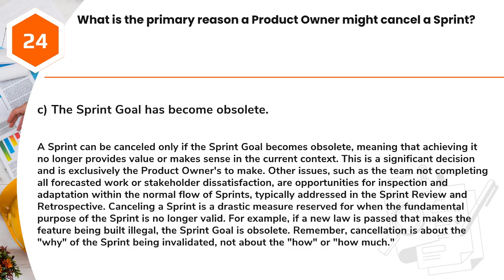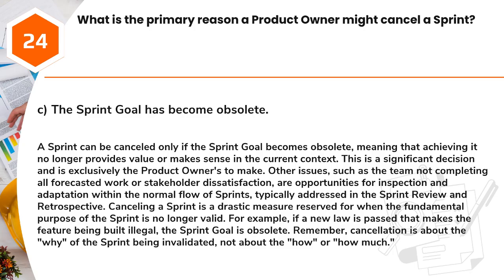A sprint can be cancelled only if the sprint goal becomes obsolete, meaning that achieving it no longer provides value or makes sense in the current context. This is a significant decision and is exclusively the product owner's to make. Other issues such as the team not completing all forecasted work or stakeholder dissatisfaction are opportunities for inspection and adaptation within the normal flow of sprints, typically addressed in the sprint review and retrospective.